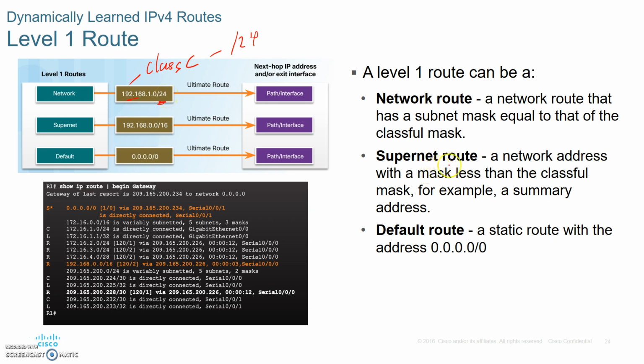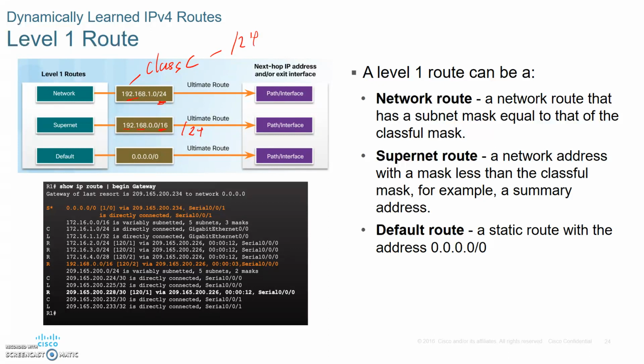A supernet route is a network address where the mask is less than the classful subnet mask, so this is a summary route. For example here, 192.168, by right it should be a class C, but the subnet mask is /16, which is less than the classful. The classful is actually /24, but the actual subnet mask we see in the routing table is /16. So in this case, it's a supernet. This can also be a level 1 route.